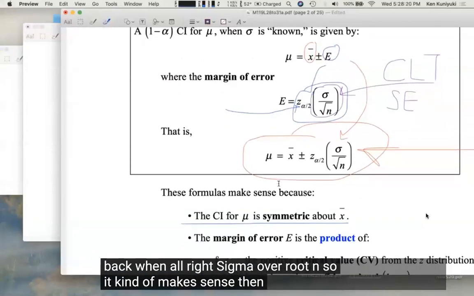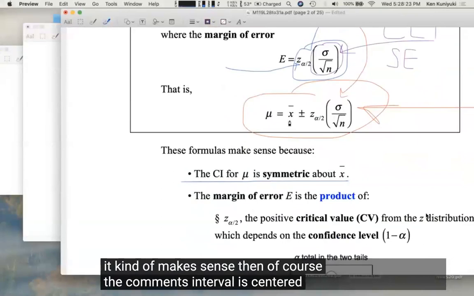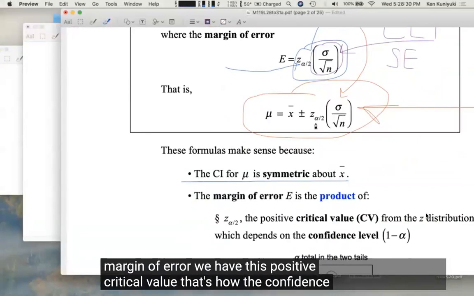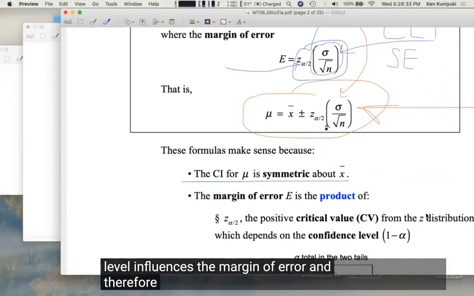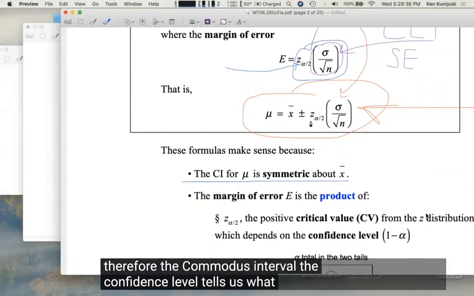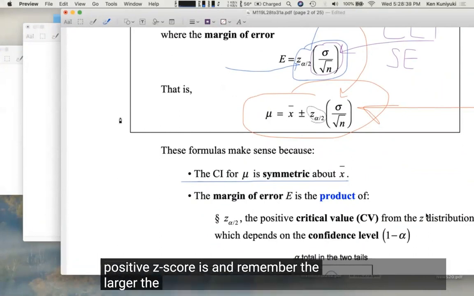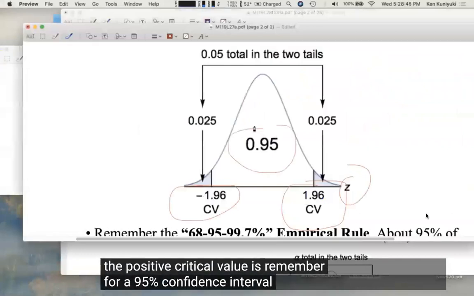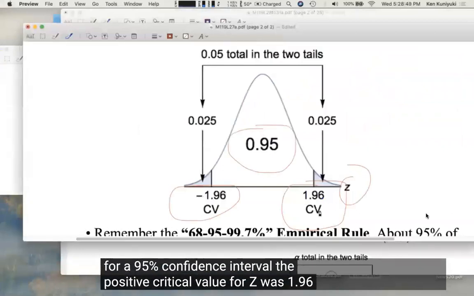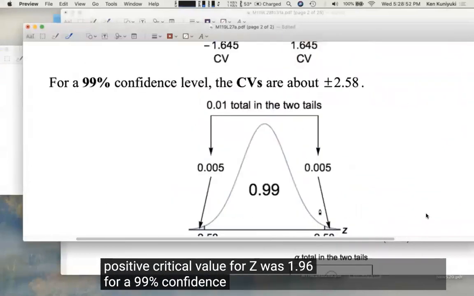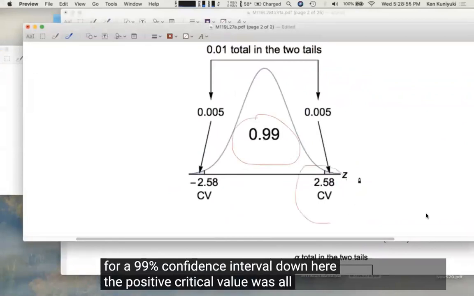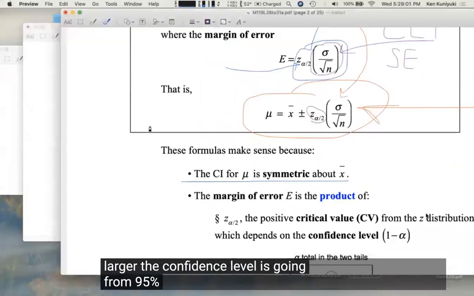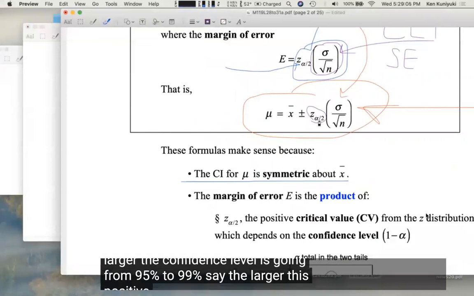So it kind of makes sense then. Of course, the confidence interval is centered at the sample mean, X bar. And then for the margin of error, we have this positive critical value. That's how the confidence level influences the margin of error and therefore the confidence interval. The confidence level tells us what this positive z-score is. And remember, the larger the confidence level, the larger the positive critical value is. For a 95% confidence interval, the positive critical value for z was 1.96. For a 99% confidence interval down here, it was all the way up to 2.58. So the larger the confidence level is, going from 95% to 99%, say, the larger this positive critical value is.